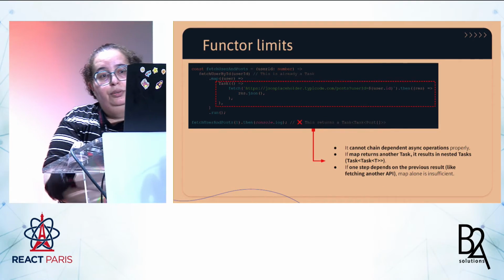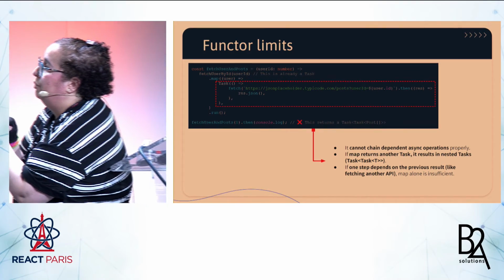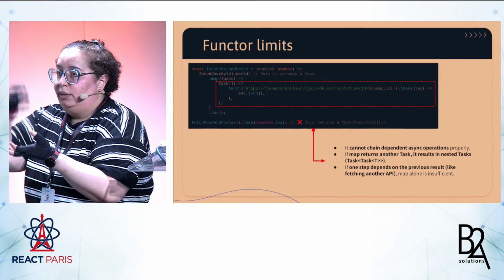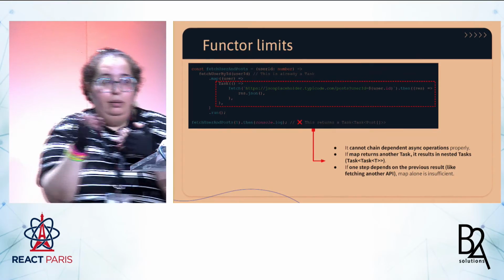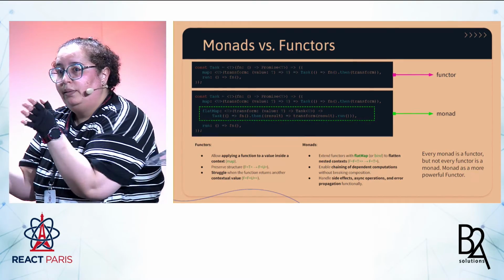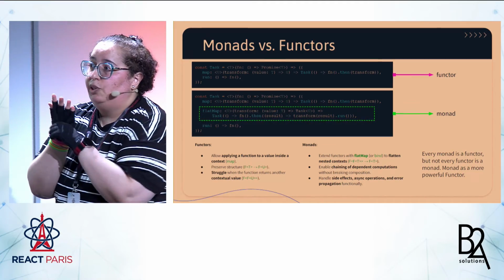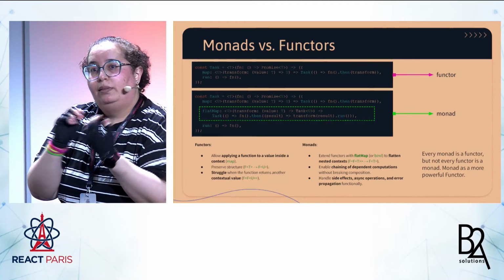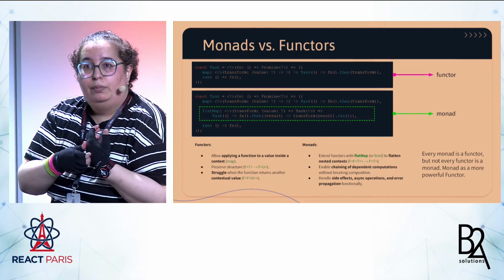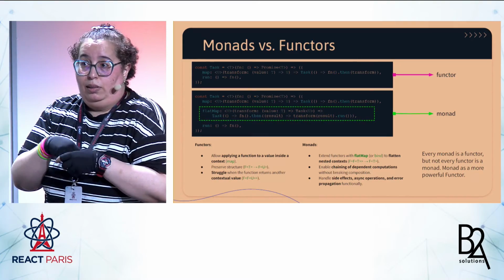But functors have a limit: we cannot return a functor from a functor, since they create a deep structure. And here, monads come into play. Each monad is a functor, but not each functor is a monad. A monad is an augmented version of a functor. Promise, for example, with then and catch, is a monad.